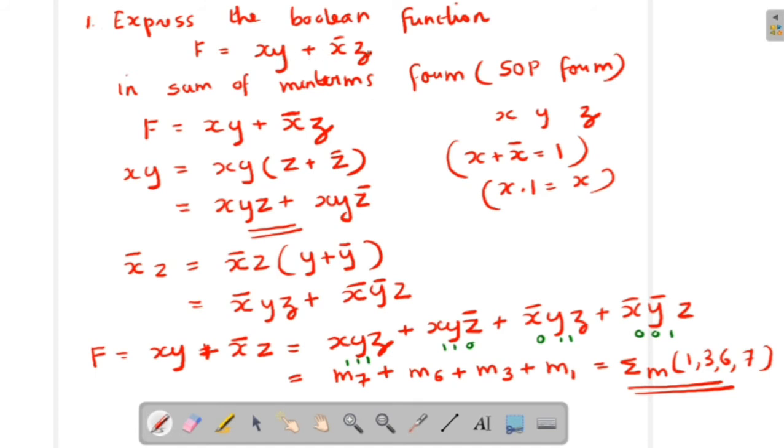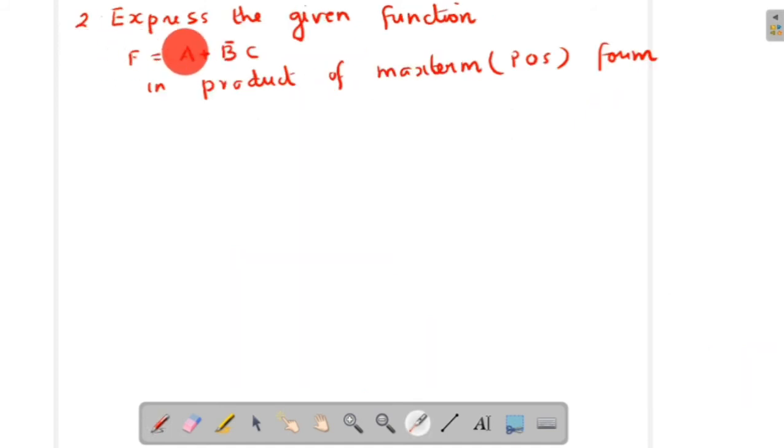Second example is express the given function f is equal to a plus b complement c in product of maxterm or POS form. Okay, so our given function is f is equal to a plus b complement c. So here it is a standard form in SOP. Our aim is to convert it into POS form, canonical POS form.